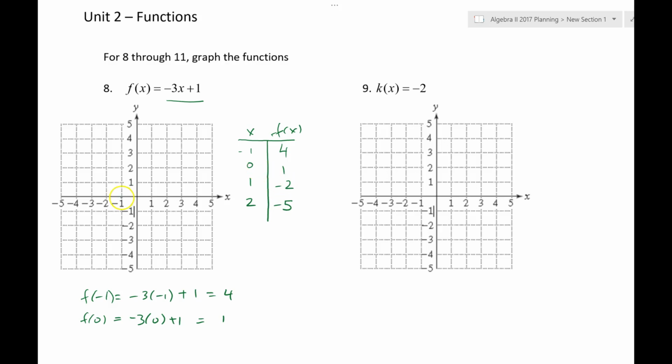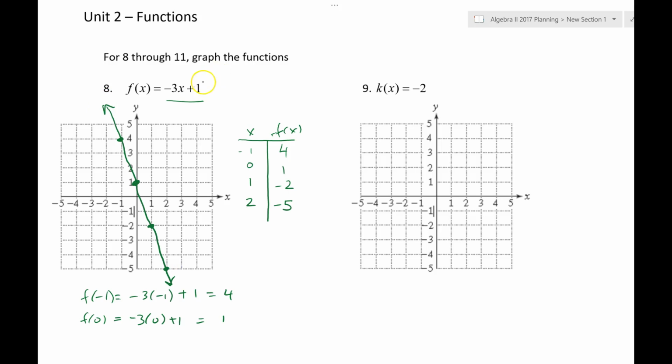So the first one is -1 and 4. That's up here. 0 and 1 is right here. 1, -2 down here. 2, -5 is further down. And not surprisingly, since we expected it to be a line, it's a linear function, we can see the line.